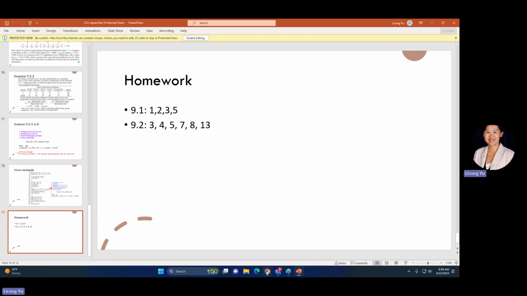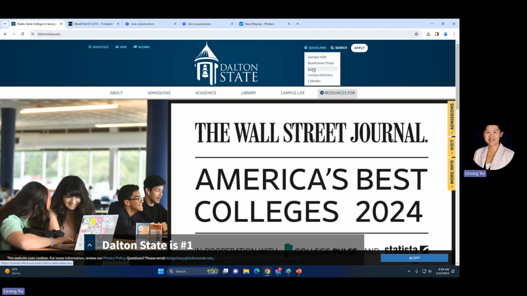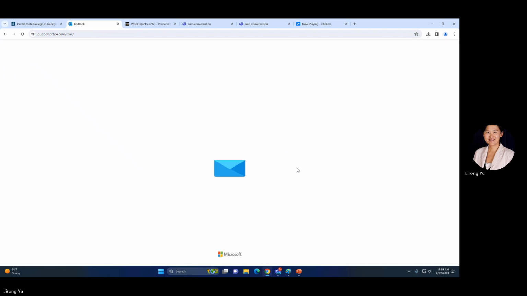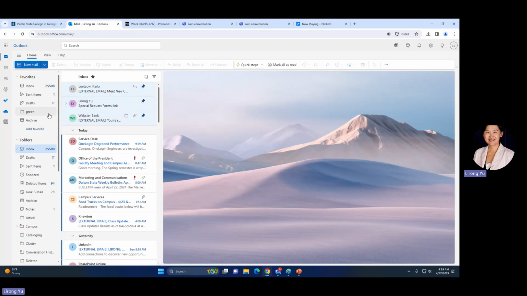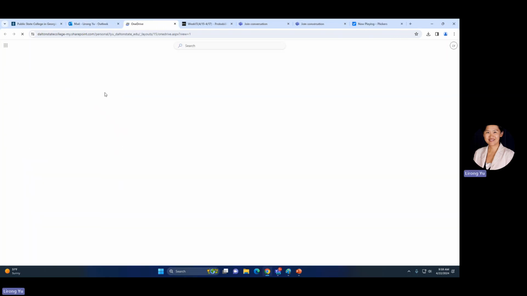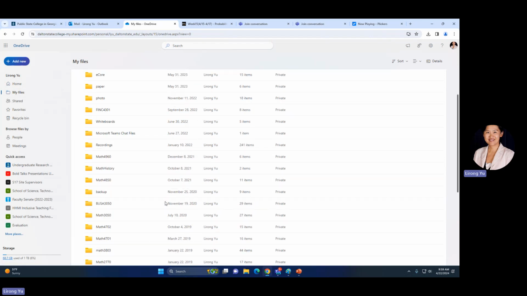Let me start the ANOVA test. That's 9.3 and 9.4. So we should be able to compare multiple means. That's the sole purpose of the ANOVA test. And pull up the file.